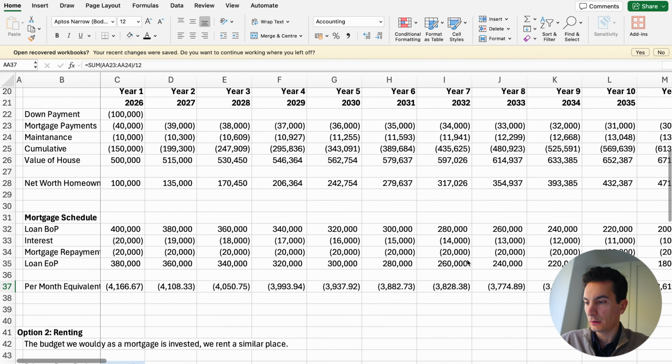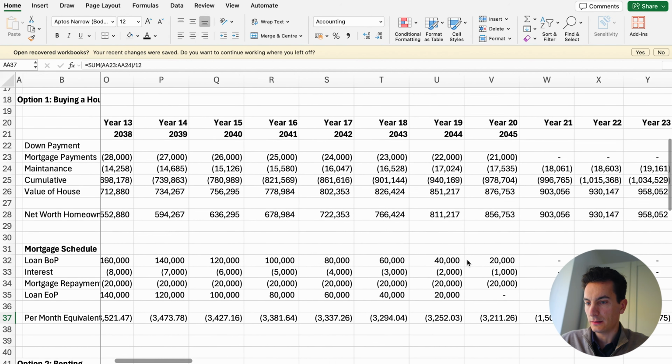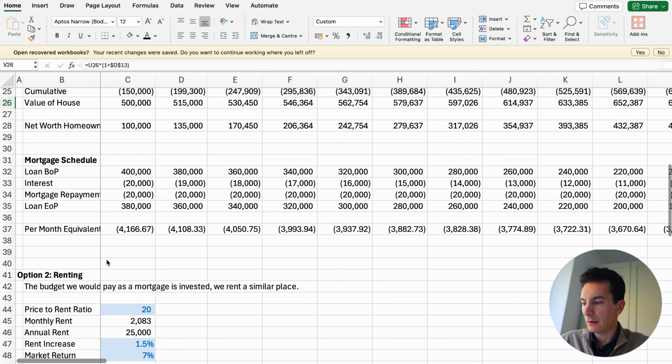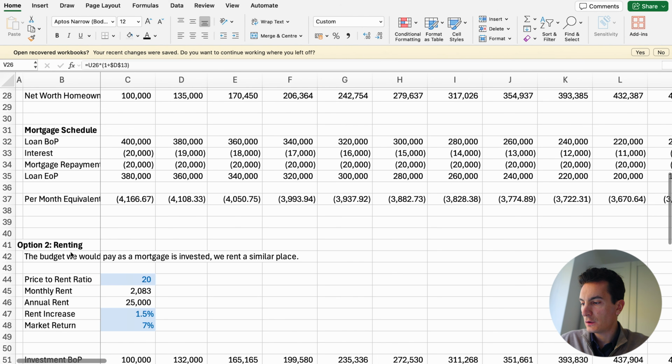Pretty straightforward. You can see that by year 20, your house has nicely appreciated, but we'll talk about this at a later stage. Now let's look at option 2. Option 2 is renting. What happens if you rent?